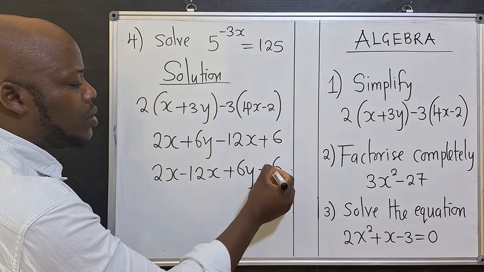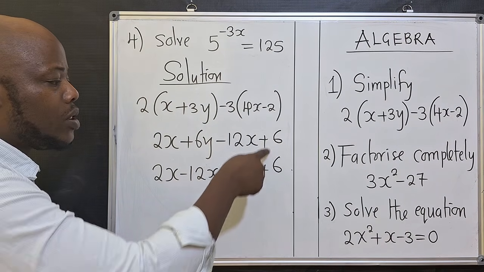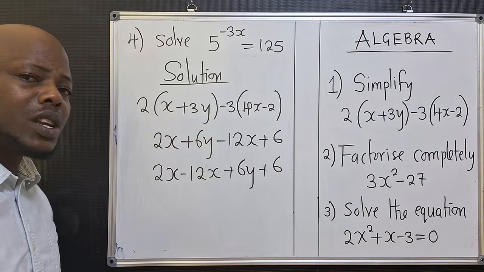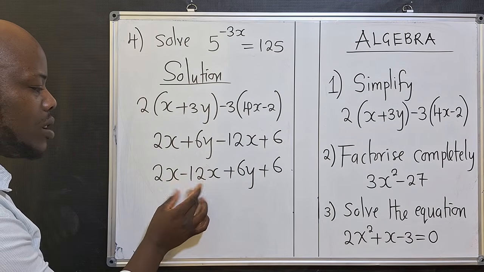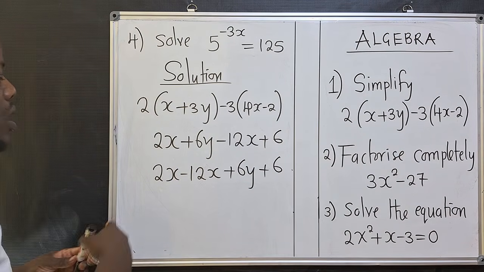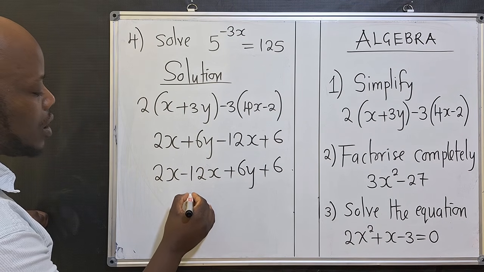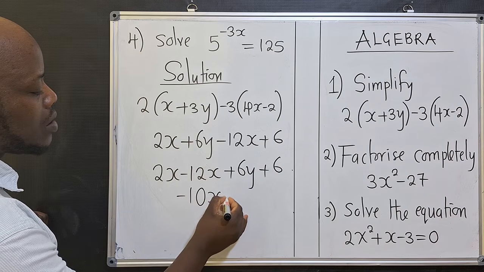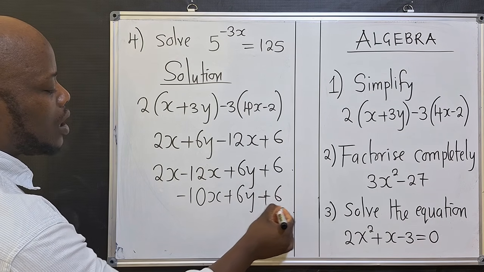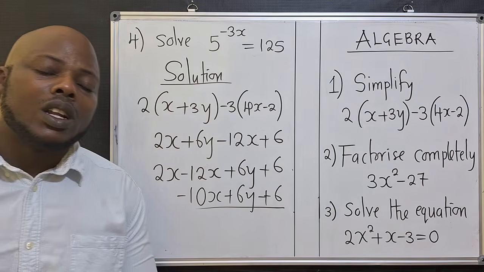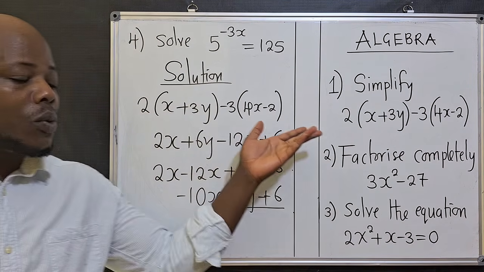Next, we go to a 6. Do we have any other term without a letter? No, it's just alone. So these will just maintain. We won't do anything to them. But for this one and this one, we have to do something. That will be 2x minus 12x, which will give us a negative 10x plus 6y plus a 6 there. And this is how the solution was supposed to be. Okay. So for simplification, we're done.